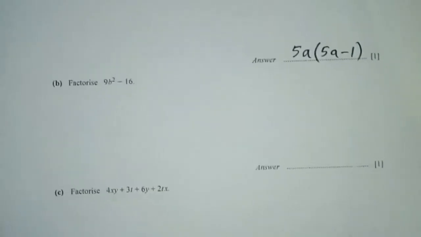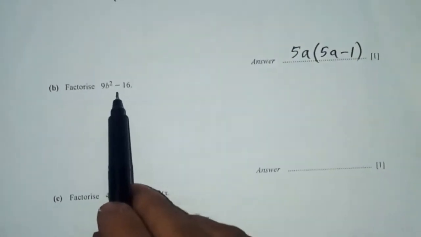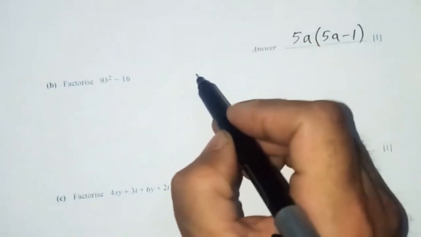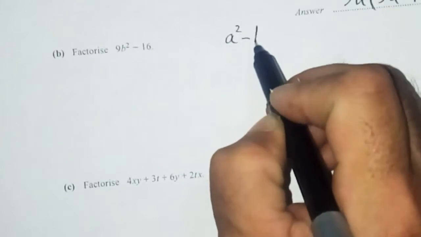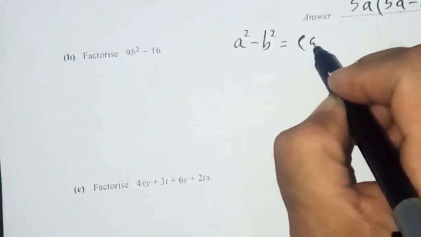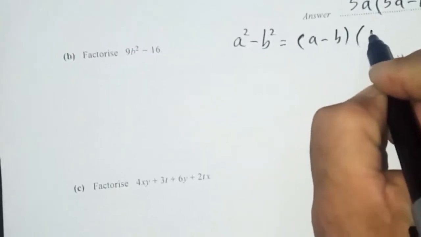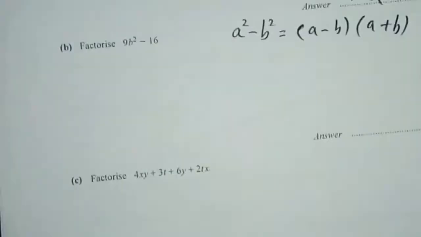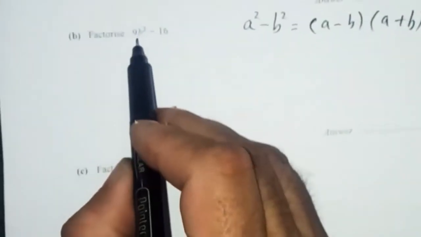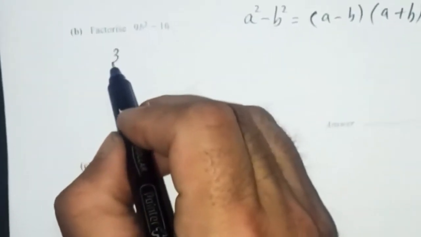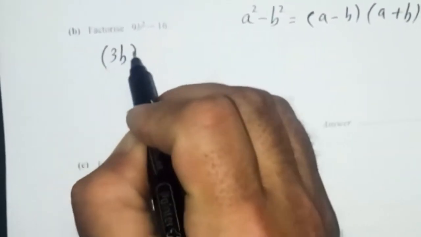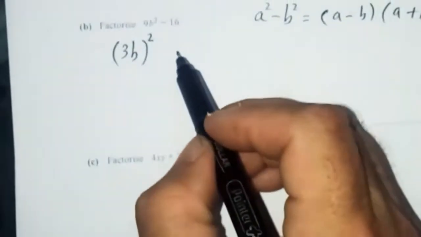B part, factorize this again. Here we will use an identity. I think you know this identity: a square minus b square is equal to a minus b times a plus b. We will use this identity in this question. First we have to see, this 9 is the square of 3 and this b square is the square of b. We will put them into whole square form.